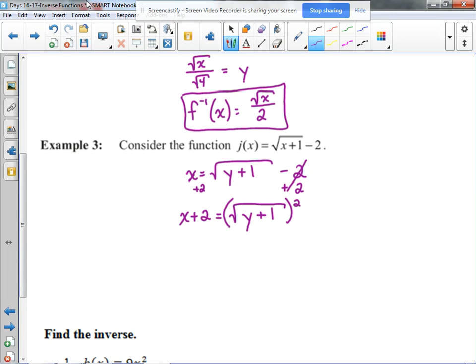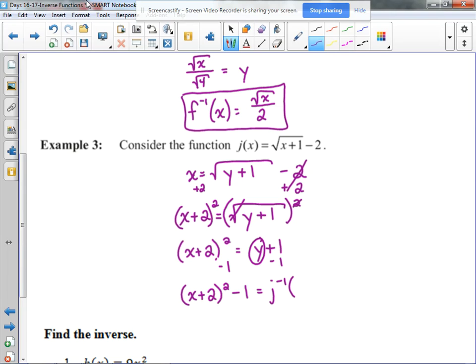The opposite of taking the square root is squaring, so we need to square both sides. It's stuck inside that square root, so we've got to get rid of the square root first before we can do anything with that plus 1. And then we can subtract the 1 from both sides. Now, we do not change what's inside that set of parentheses. Y is by itself, so I'm going to replace it with the inverse notation.